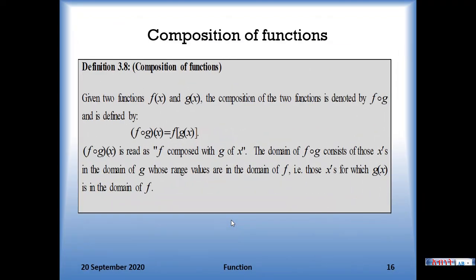And I think you heard the word "fog". Such things are called a composition of functions. Let us define, given two functions f(x) and g(x), the composition of the two functions. We call it f∘g, or "f of g". It is defined like this: (f∘g)(x) = f(g(x)). So this is called composition of functions.